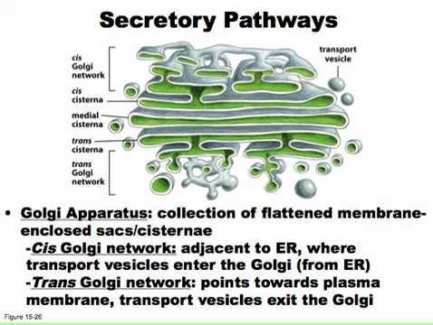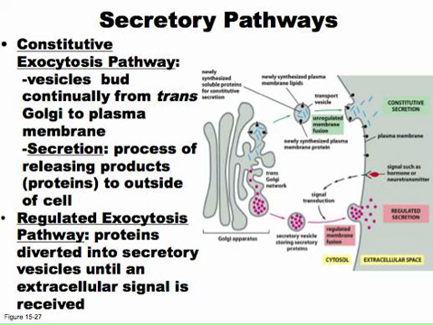So we talked a little bit about the constitutive exocytosis pathway. So we're going to leave the Golgi apparatus. And leaving the Golgi apparatus in vesicles is a steady stream of vesicles that bud and fuse with the plasma membrane. Now, this is known as the constitutive exocytosis pathway.